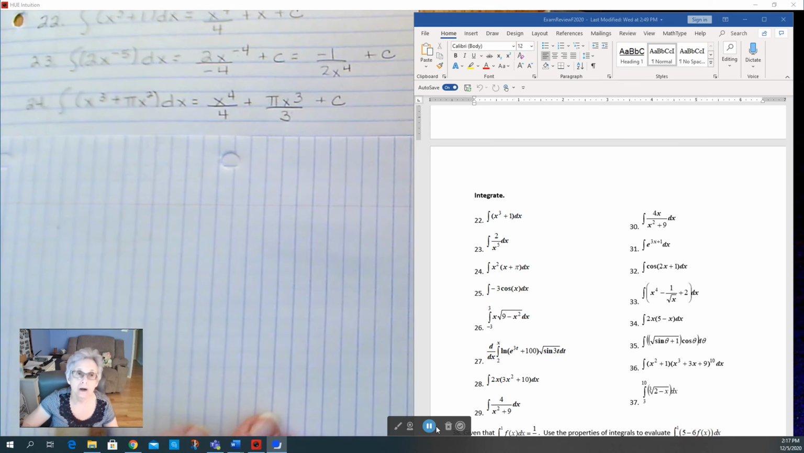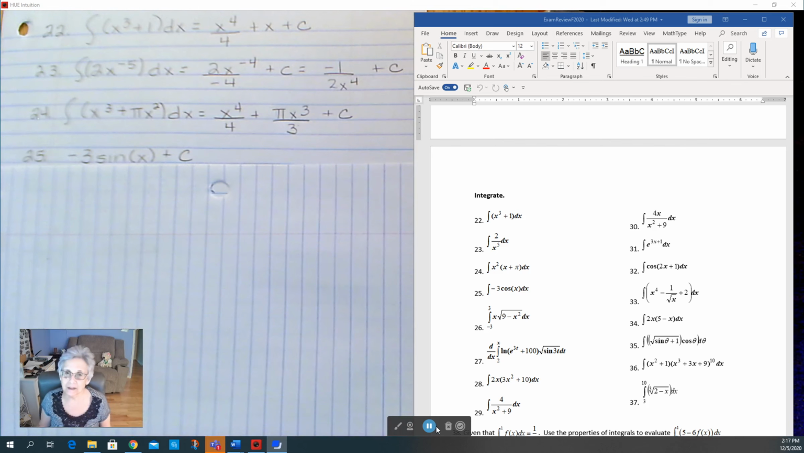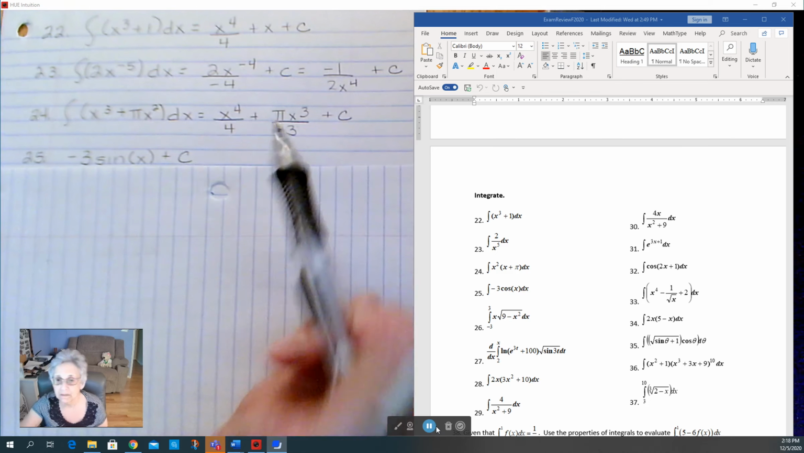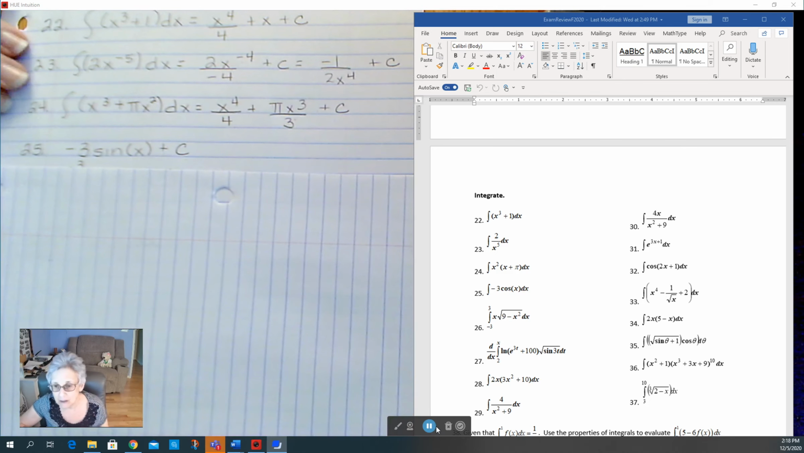Number 24, I distributed. Oh, you'll not forget to do that because you had to do it on your test. Distribute through the parentheses, add 1 to the exponent, divide by the new exponent. 25 was so easy I didn't even write the problem down. You just have to review your rules.